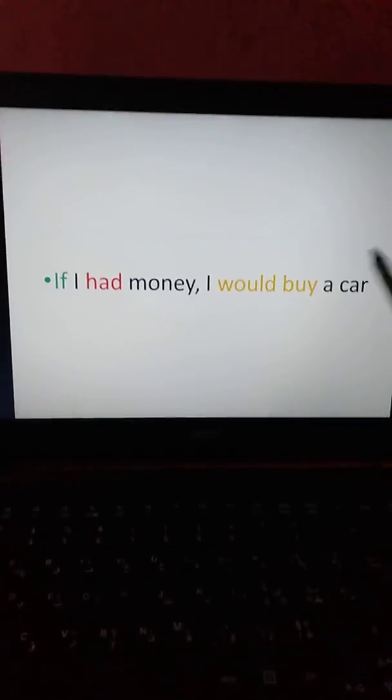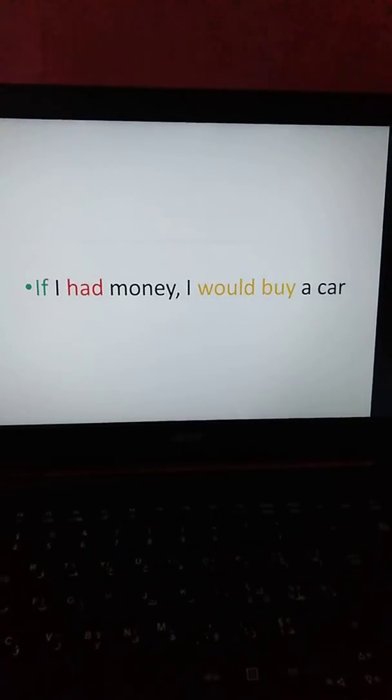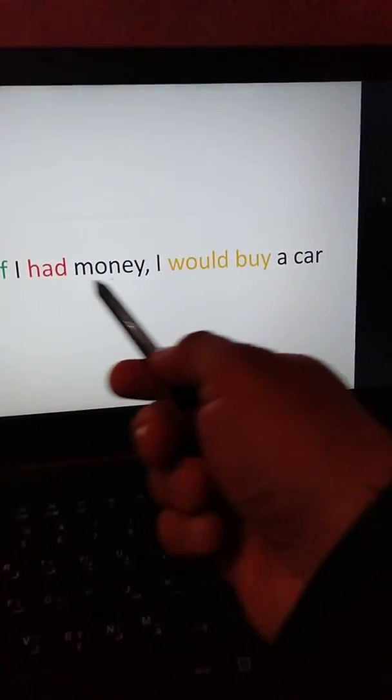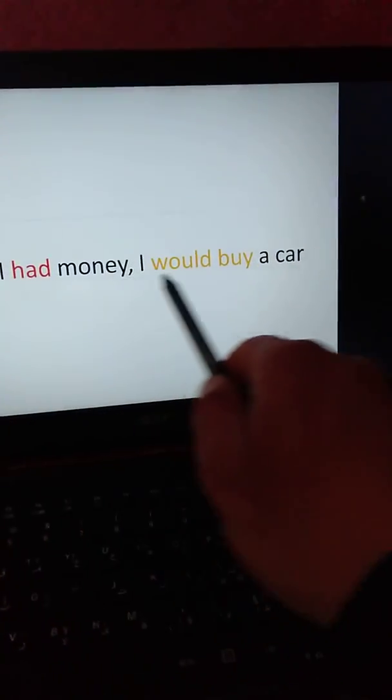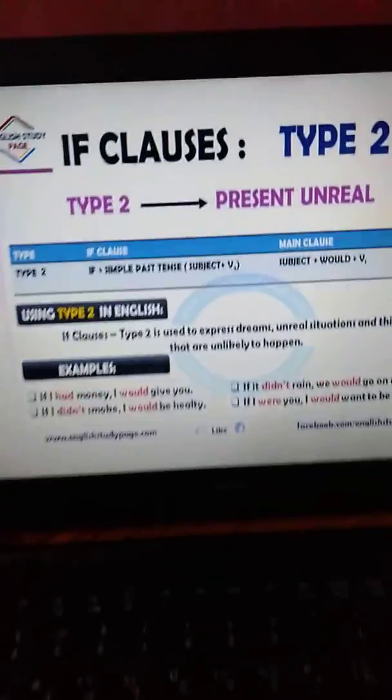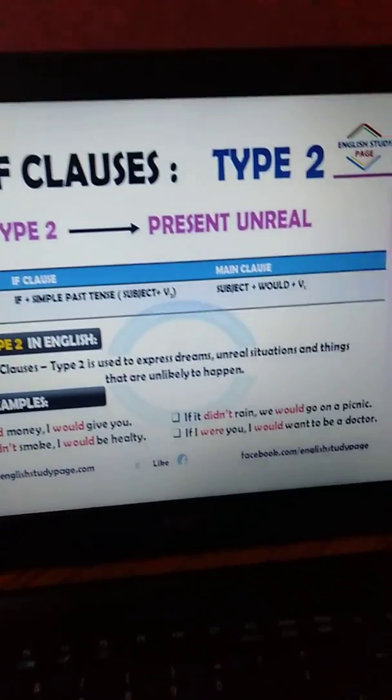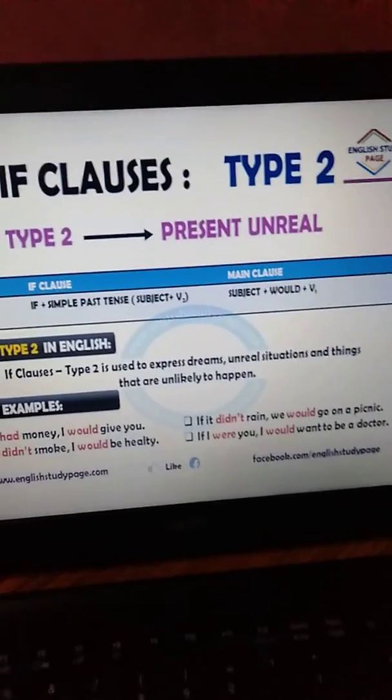Good one. The meaning of this sentence is this situation is unreal. هاد la situation هي غير حقيقية. If I had money means I don't have money. If I had money كون كانوا عندي الفلوس. What would I do? I would buy a car. But I don't have money. Remember this, please. Remember the rule. We're going to see this here. Okay. So this is the type 2 present unreal, right? Or unreal present or unreal situations.